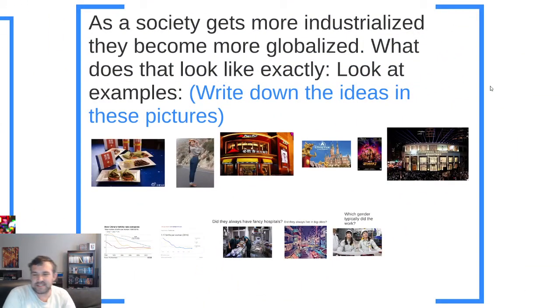Okay, but this is definitely kind of a lesson overall. As a society becomes more industrialized, they become more globalized. It just sort of makes sense. Once you have joined the team of countries that are super into factories, super into education, super into international trade, every single city sort of looks the same.